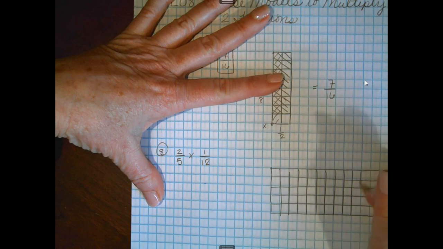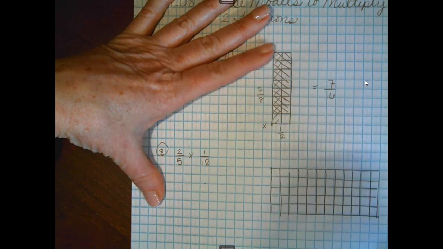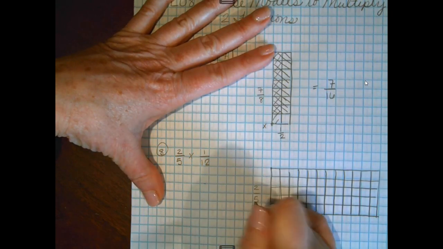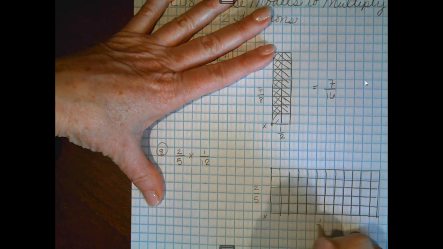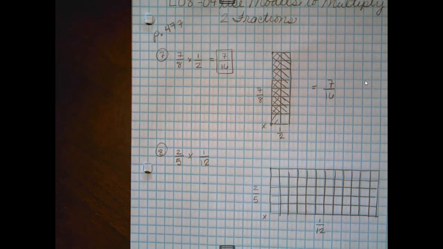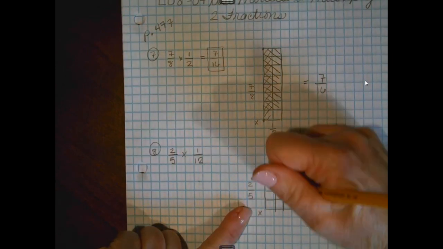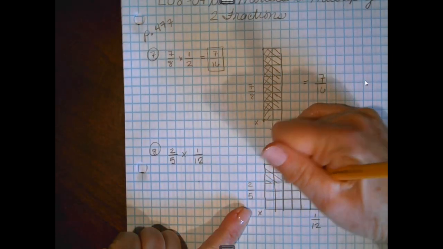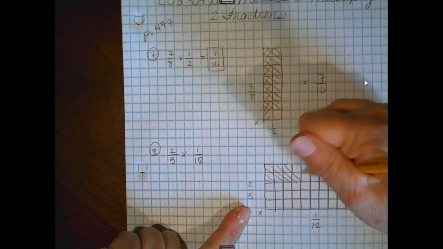And I'm getting ready to shade them. Let's go ahead and write what we've got. 2/5 times 1/12. All right, boys and girls, 2 of the 5 rows need to be shaded. So I'm going to take the first 2.